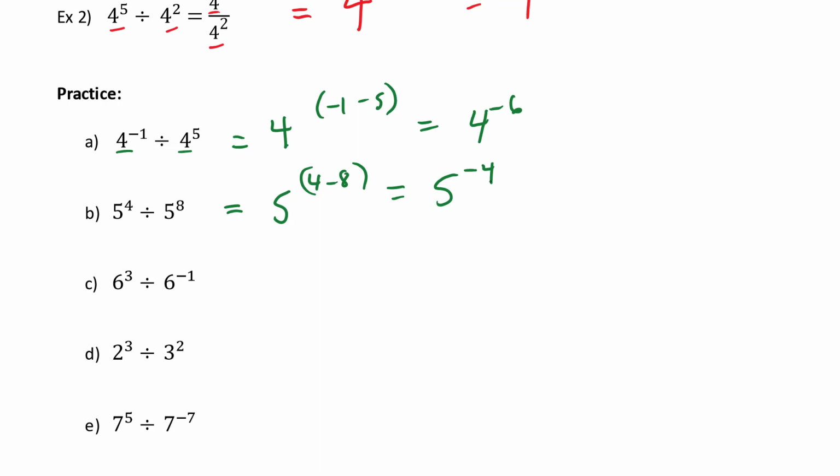The next one is tricky. Here we have the same base. We can combine them. 3 minus minus 1. Minus and a minus is a positive. 3 plus 1 equals 6 to the 4. Be careful of that.